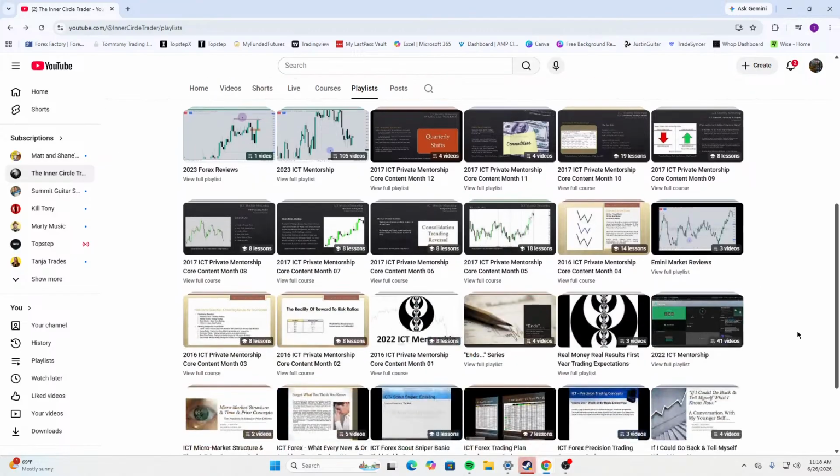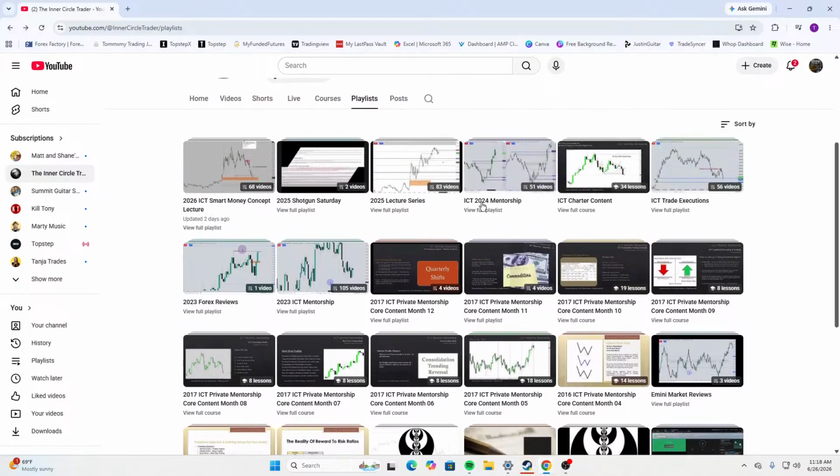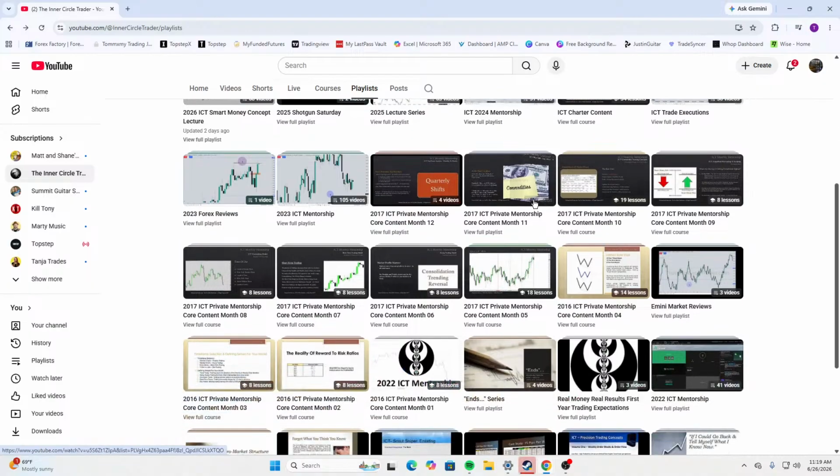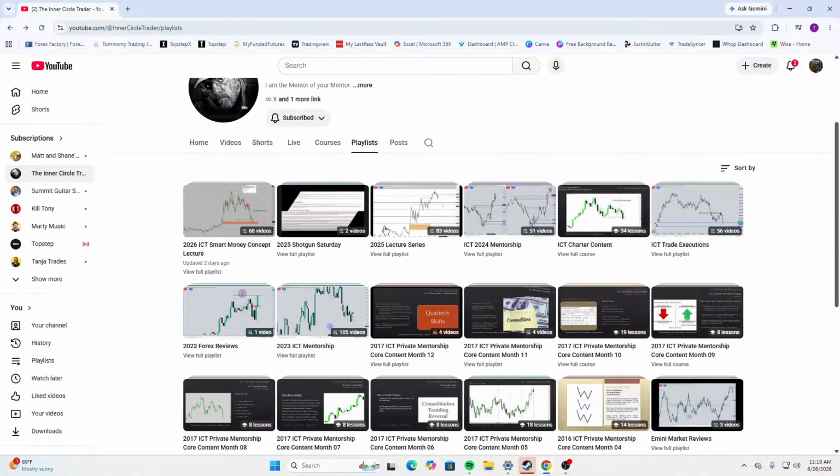But I would definitely recommend the 2022 mentorship. I would recommend the 2024 mentorship after that. The 2024 mentorship is really like an advanced 2022 mentorship. It's not talked about enough. It's a really good mentorship.